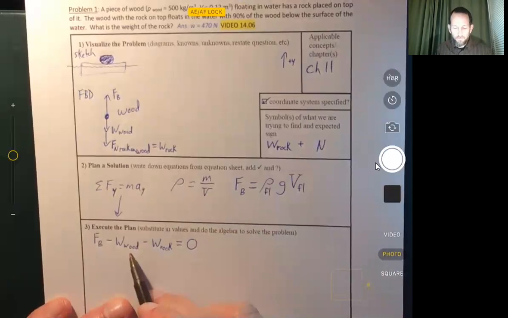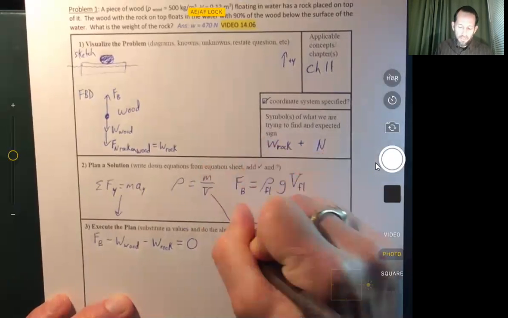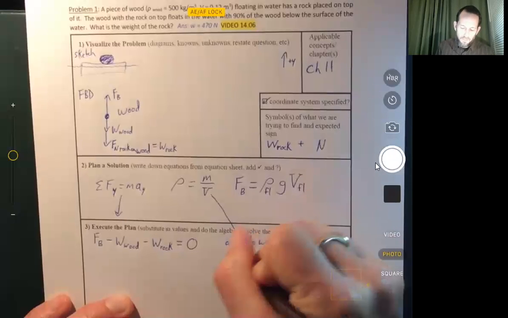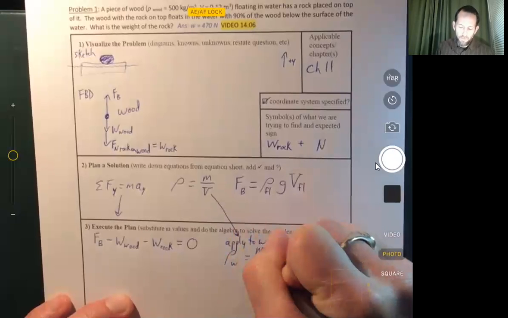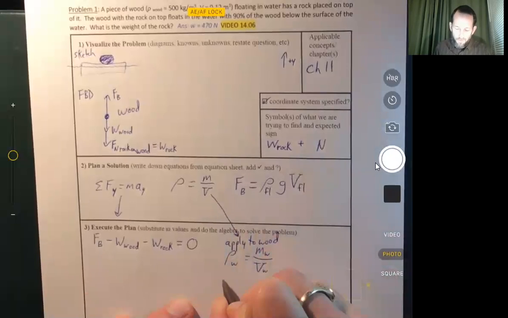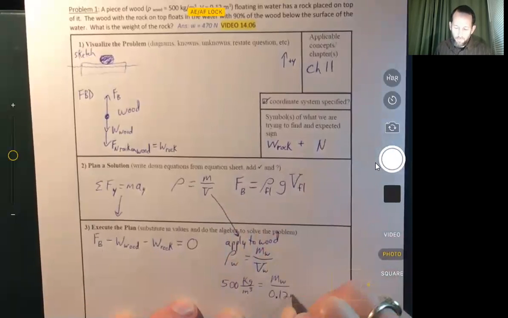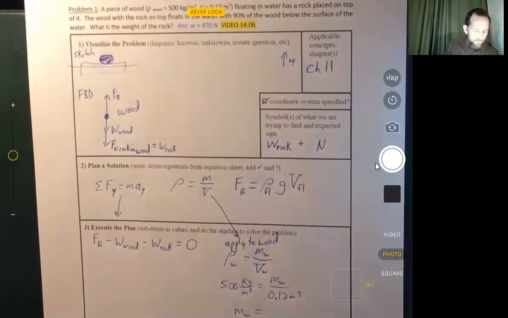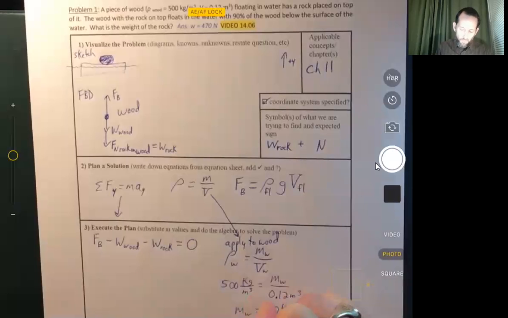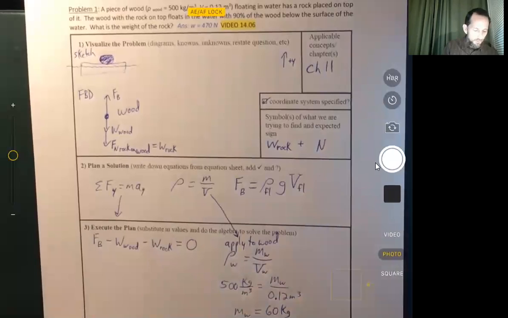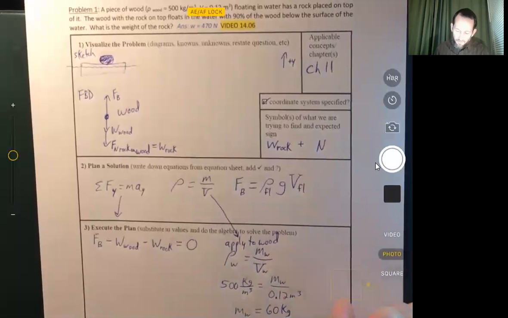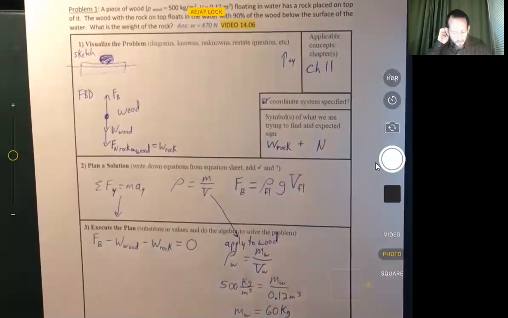Well, to find the weight of the wood, if we knew the mass of the wood, we would be able to find the weight of the wood. So let's use this equation, apply to the wood. All right, so the density of wood equals the mass of wood over the volume of wood. So 500 kilograms per cubic meter equals mass of wood divided by 0.12 meters cubed. So the mass of wood is going to be 500 times 0.12, which is 60 kilograms. So the weight of wood is going to be 60 kilograms times 9.8 meters per second squared. So it should be roughly 600. And it turns out it's 588 newtons. All right, so we got that squared away.